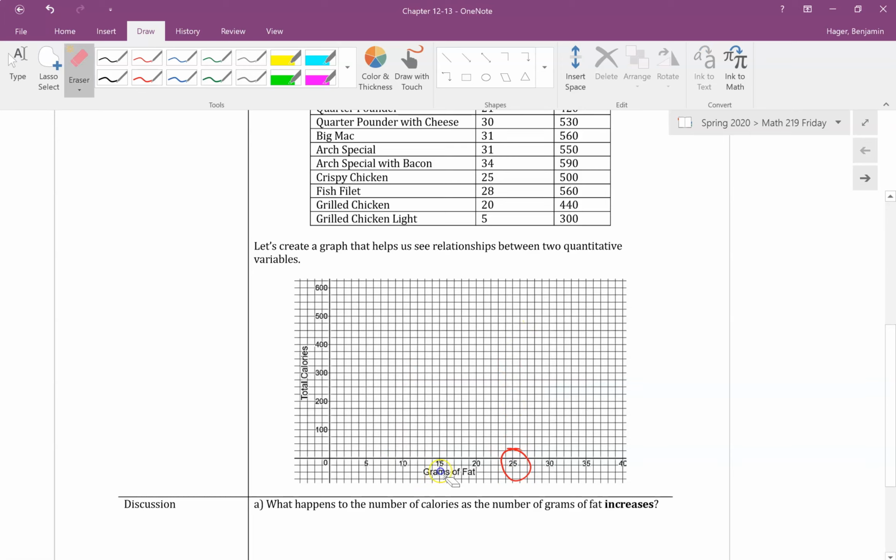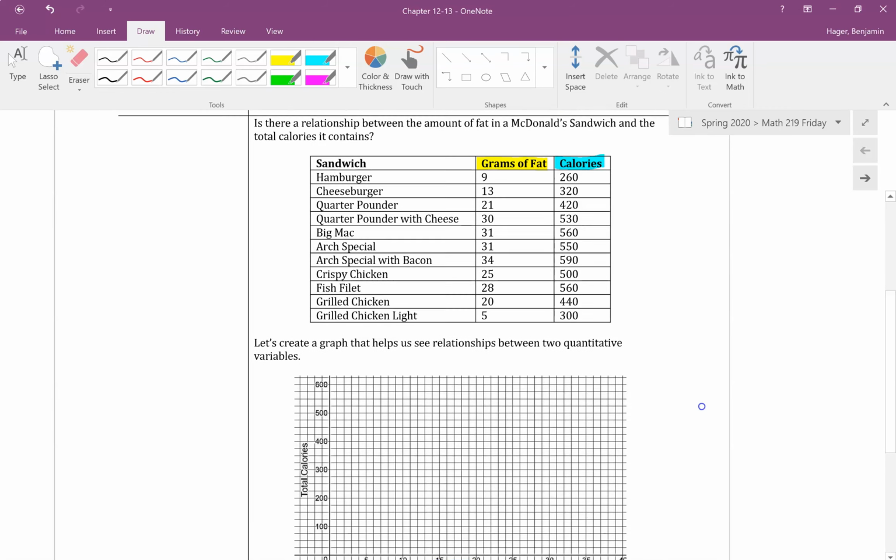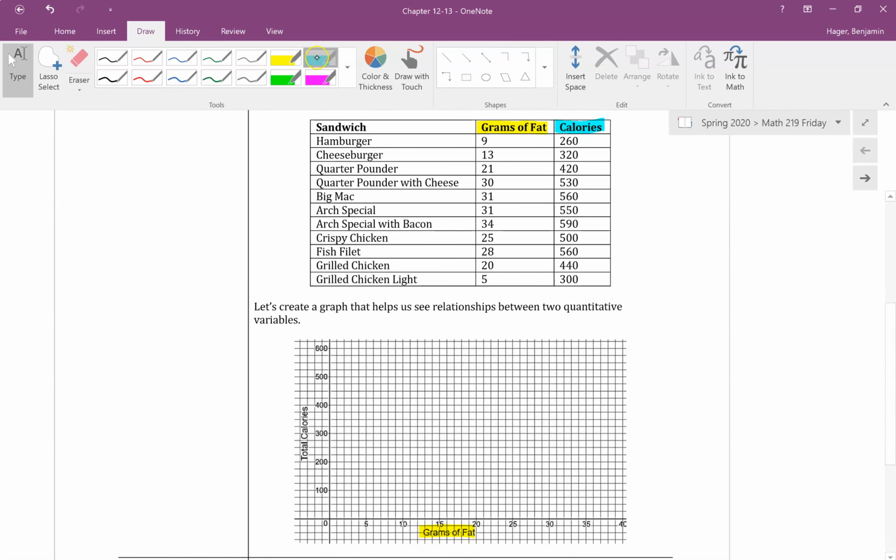Like I said, you can do this both ways. It doesn't matter one bit. Just try and think about whether one variable makes more sense. And in this case, I don't think it matters either way. At least to me, one doesn't make more sense than the other. But they've gone ahead and provided this table for us. So we're going to put the grams of fat on the horizontal axis and the calories on the vertical axis. And we're going to graph each one of these.